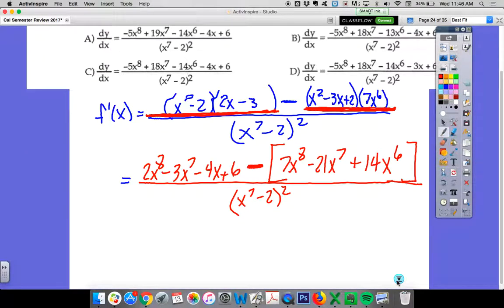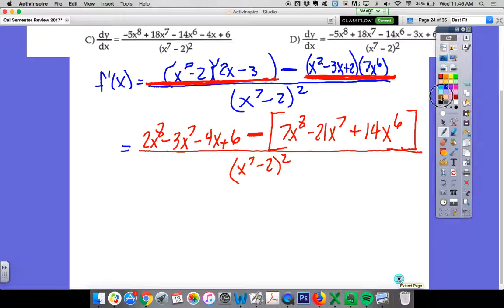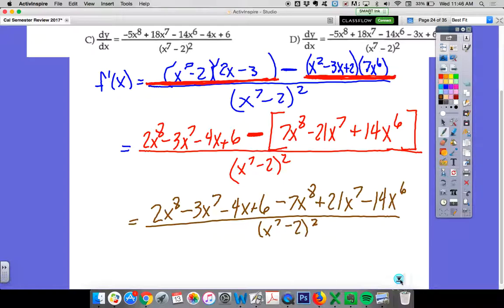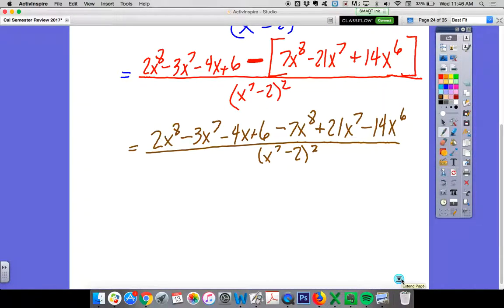Okay, yeah, I mean, it's huge. So you might want to, on test day, either use some scratch paper or bring some notebook paper if you want to, because you may or may not have room on your test, I don't know. Now you got to distribute your little negative. And then get your like terms together. Surely something's going to go together.